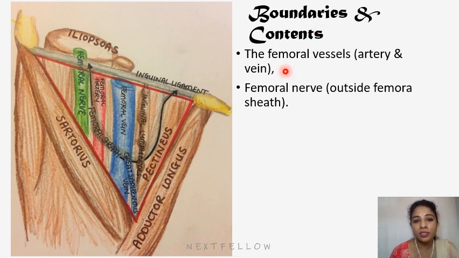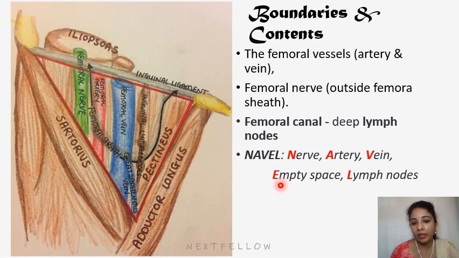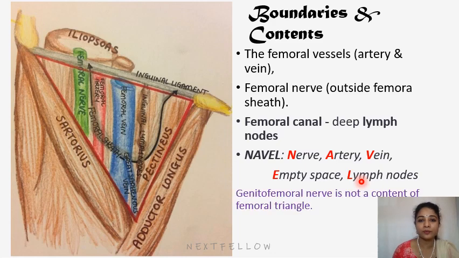To remember the contents, we can remember NAVEL. Lateral most is the femoral nerve. The femoral nerve lies outside the femoral sheath, and within the femoral sheath we have the artery and vein. The medial most compartment of the femoral sheath is empty, called the femoral canal, which contains deep inguinal lymph nodes called the lymph node of Cloquet. So remember NAVEL: nerve, artery, vein, and E for empty space containing the lymph node of Cloquet or deep inguinal lymph nodes.